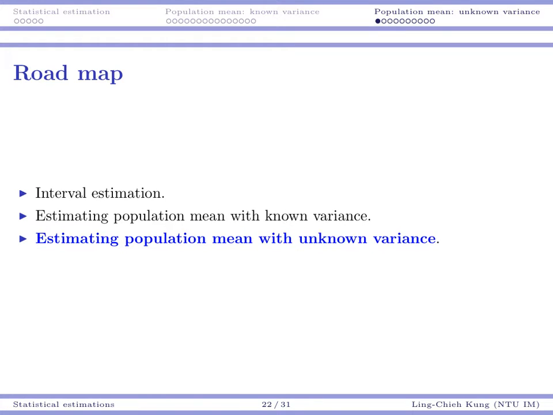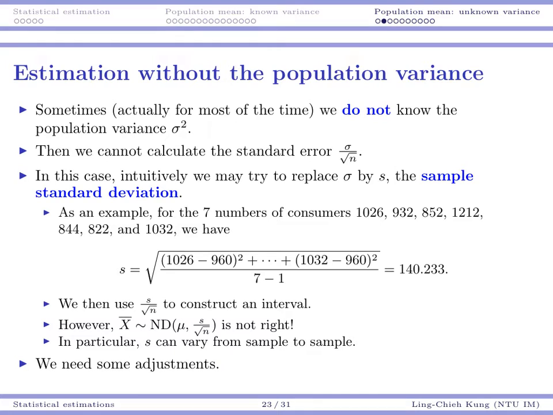Okay, so now we have introduced how to estimate population mean when you know the population variance. Of course, sometimes you don't have that. So now let's talk about how we may estimate population mean when we do not have the population variance. Actually, most of the time, we do not know the population variance. In that case, we will not be able to calculate the standard error.